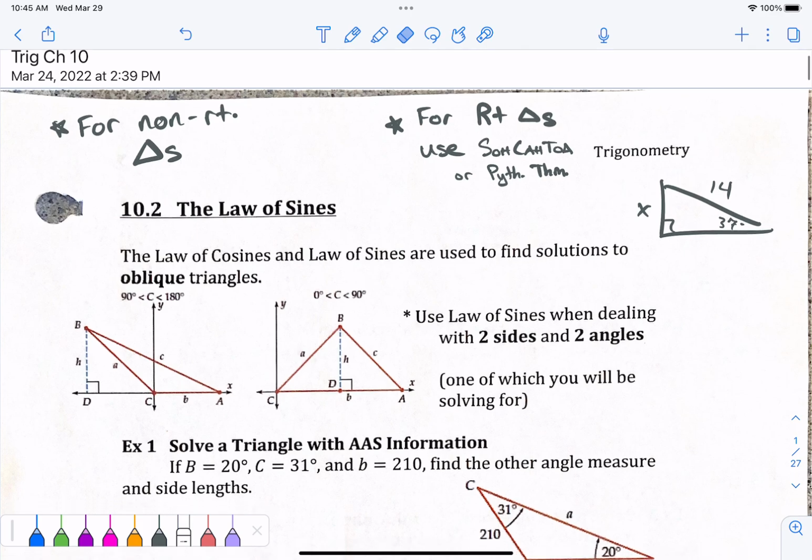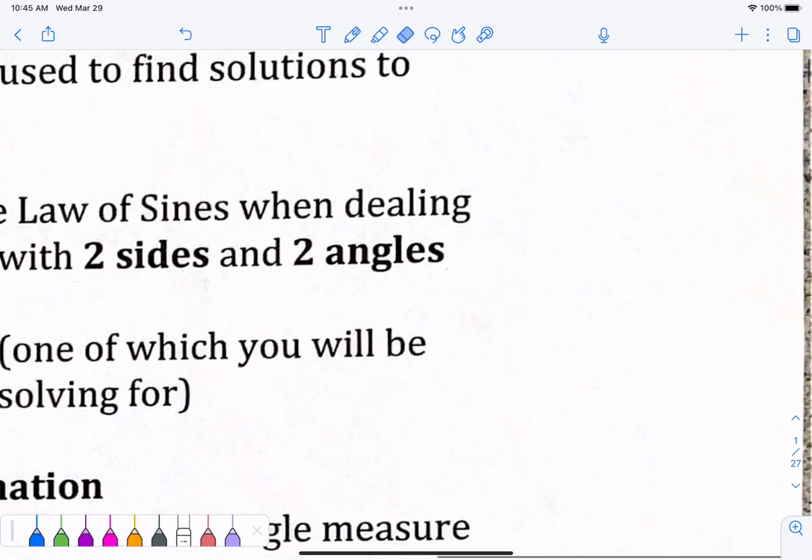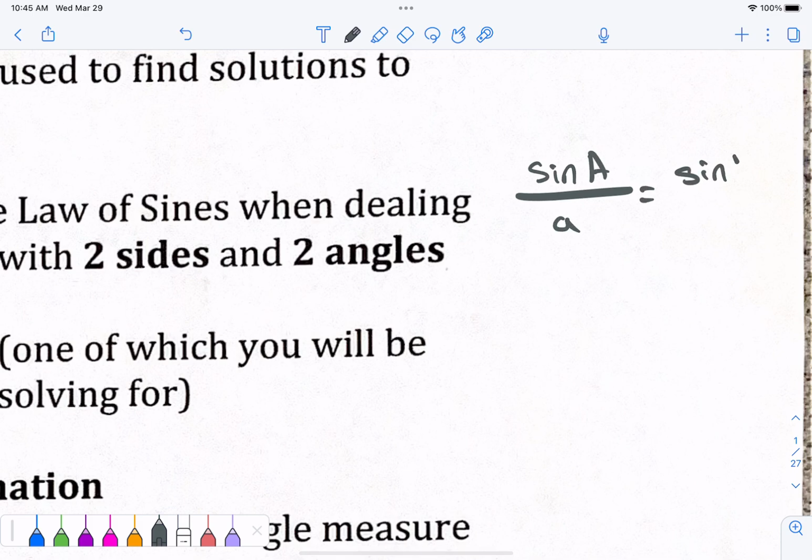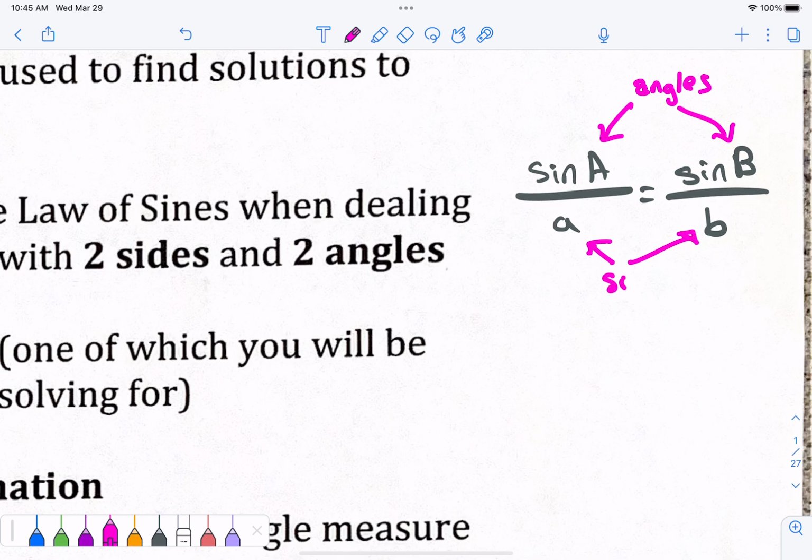All right, so this is the equation for the law of sines. It is sine A over a equals sine B over b, okay? Also sine C over c, but you'll only ever set two of them equal to each other. It doesn't matter what angle you're dealing with, just as long as you set two of them equal and make a proportion. Capital letters represent the angles. Lowercase letters are the sides, okay?